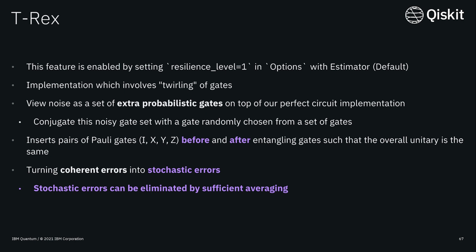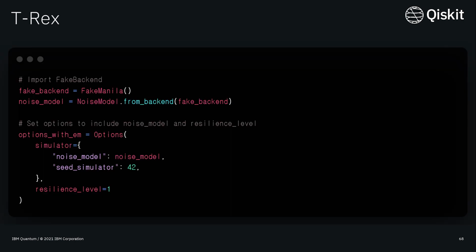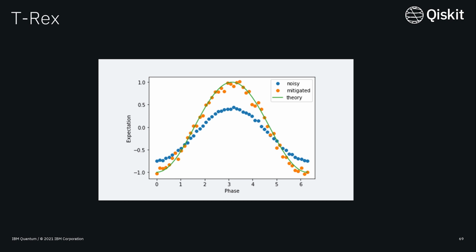The noise is assumed to be an additional probabilistic gate, and a randomly picked noise Pauli gate is conjugated. Therefore, Pauli gates are added before and after the entangling gate, making sure the overall unitary is the same, and this method converts the coherent error into stochastic error. And this stochastic error can be eliminated by sufficient averaging. From this code, we can see that T-REx error mitigation is used by setting the resilience level as 1 in the options. Also, T-REx error mitigation gives a mitigated result that is very similar to the theoretical value.